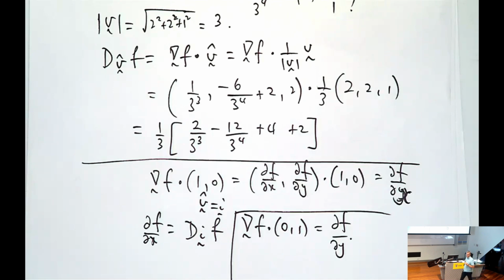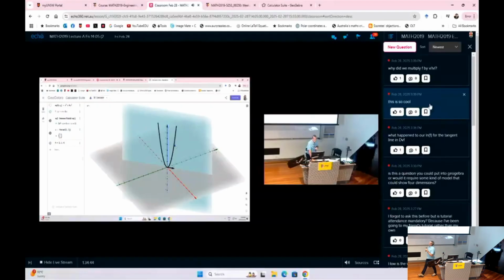So, questions? Let's have a look at home. See what's happening at home. What have we got at home? Anything? Oh, okay. Good question. Why do we multiply by the unit vector and not any other vector? Why do we have to normalize it?